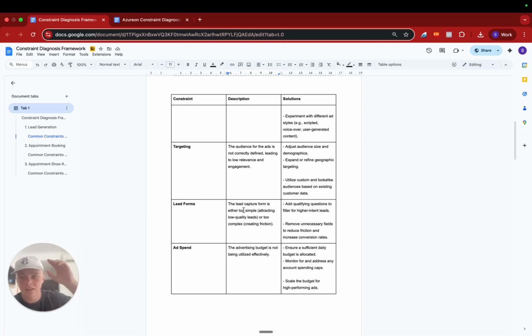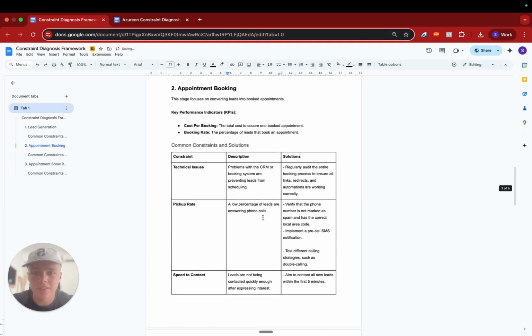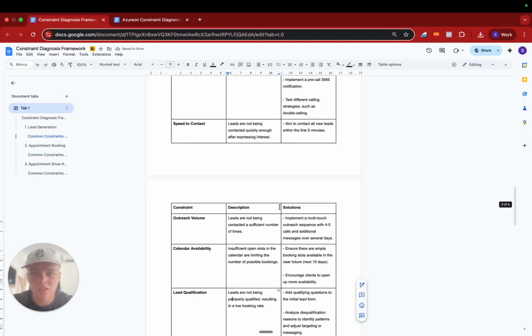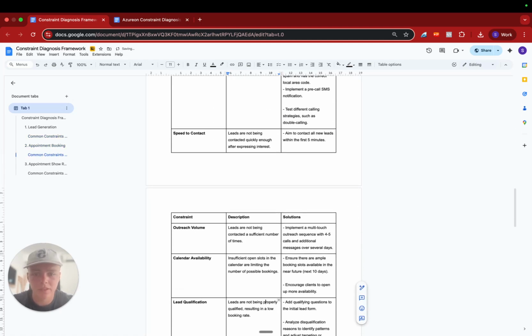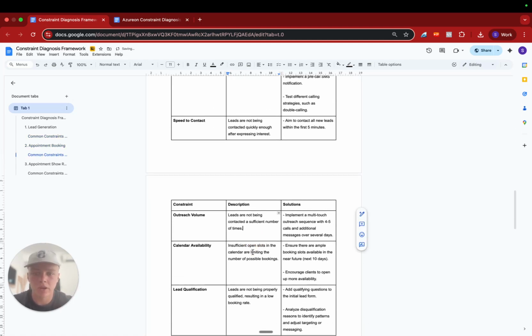It isn't bucket one, jump over to bucket two. No, it's a funnel. It flows. So the solutions and the constraints flow together. You can see here there are things that we do in the lead form which are going to affect the show rate, and it's so important that we're thinking in that frame of mind.